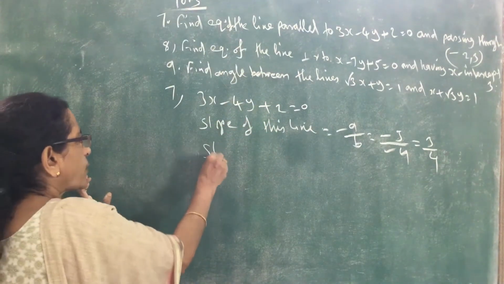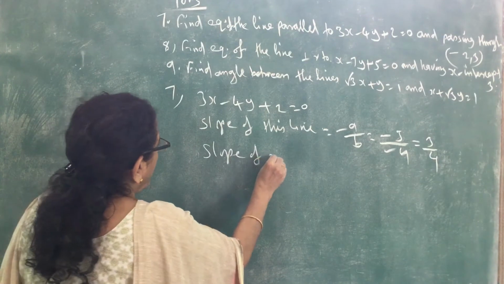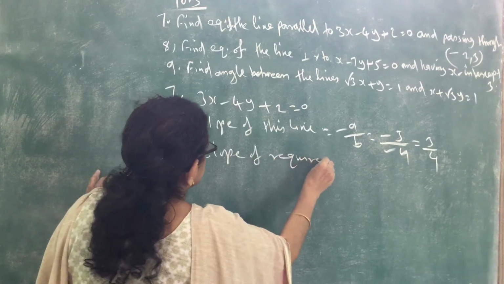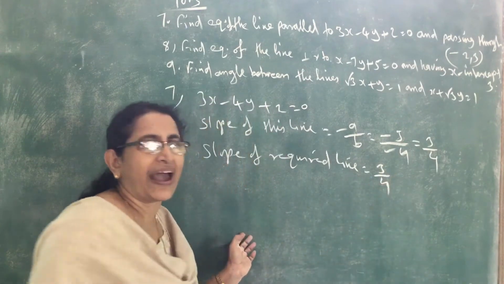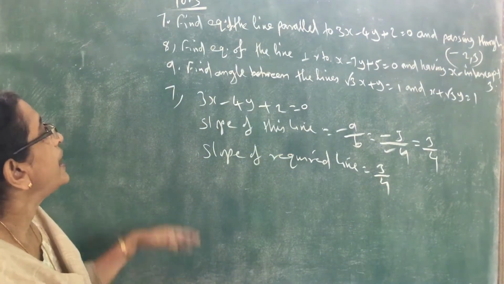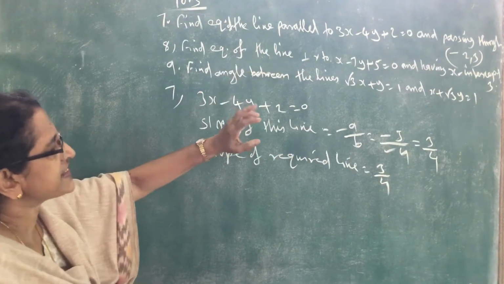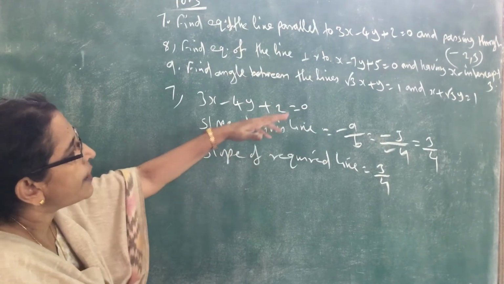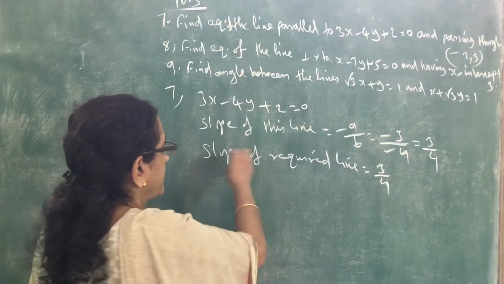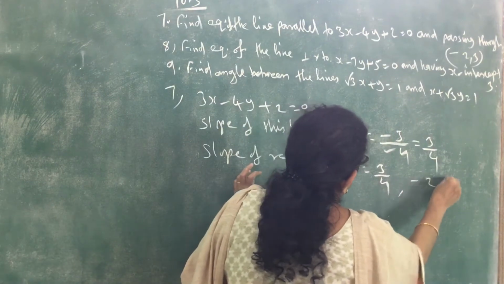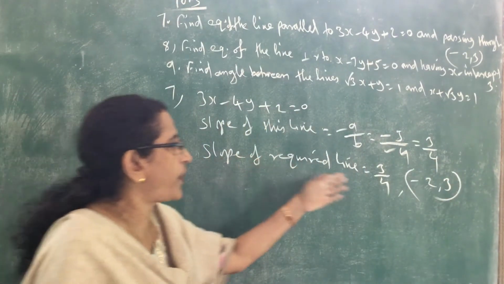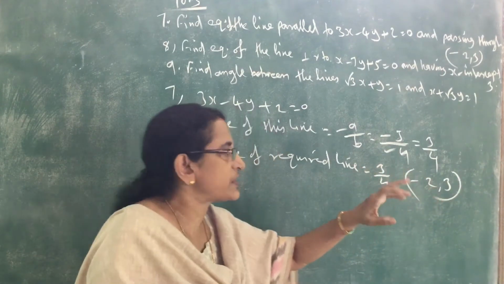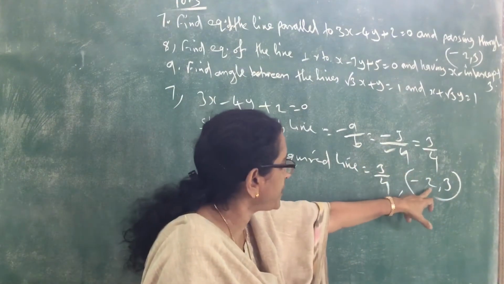So slope of required line is the same, because lines are parallel, therefore slopes are equal. Then one more thing is given. The required line passes through minus 2, 3. So we got the slope of the line and one point on the line. So we can use the point slope form.